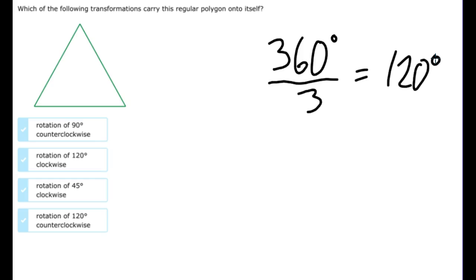We know that if this is going to have rotational symmetry, that it has to occur in increments of 120 degrees. So looking at our choices, we know the first choice cannot work, a rotation of 90 degrees, and the third choice is not going to work, a rotation of 45 degrees. The second choice, rotation of 120 degrees clockwise, that's going to work, as well as 120 degrees counterclockwise. That will work as well. Okay, it doesn't matter if we rotate it 120 degrees clockwise, counterclockwise, this is going to lie on top of itself because it's a regular polygon.